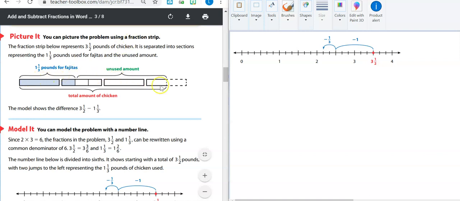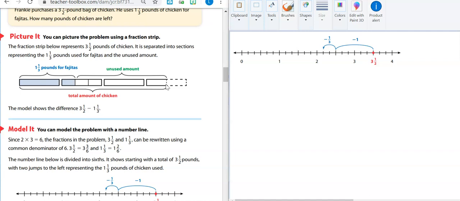So if you look at the fraction strip right here, there's 1, 2, 3 whole parts. And then there is a half of a whole right here. And it says we used 1 and 1/3 pounds. So the blue area is the 1 whole and the 1/3 pounds that he used. And again, we had to break this whole part into thirds to show that we have 1 and 1/3 used. So the model shows the difference of 3.5 minus 1 and 1/3.